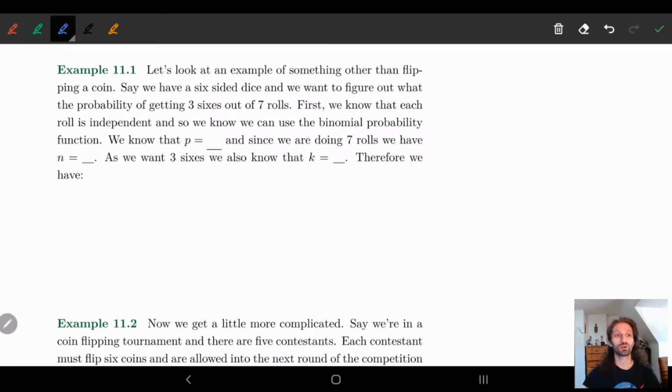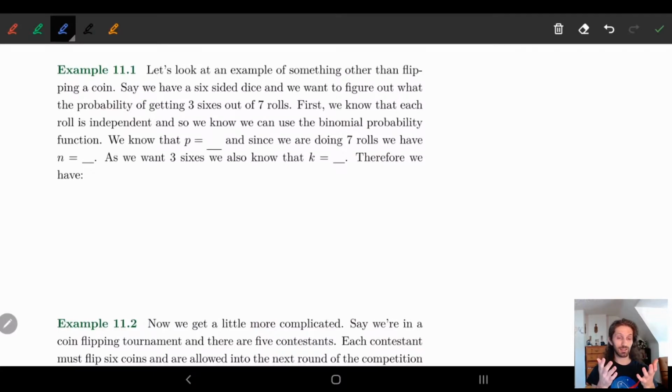Hiya! So in this video, we're going to look at an example of the binomial distribution. So let's get to it. We're going to get right away from coin flips so that our probability is not just 1/2. So we can see how this works in settings where we don't have 1/2.